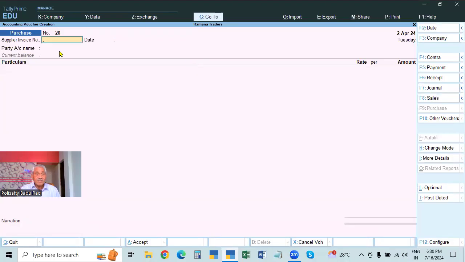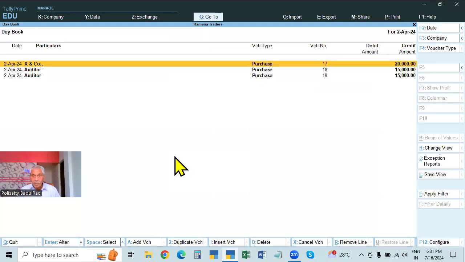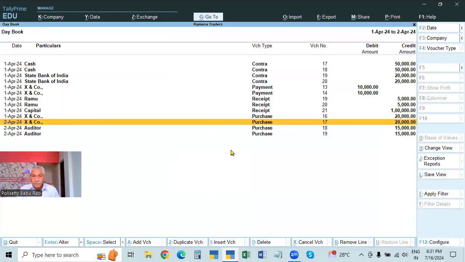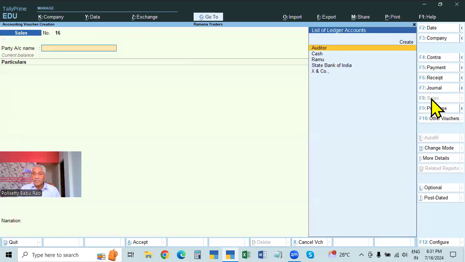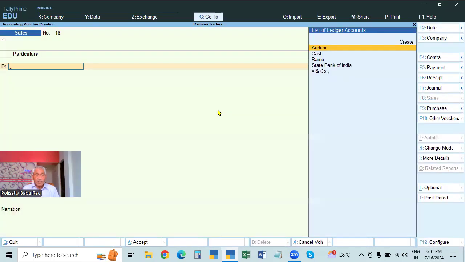Okay, this is purchase. So now we will take up sales. For the sale, we can put the sale. Sales were not completed. Okay. Now we will go to the sales. So now you can read the sales. For the sales also the same thing, as voucher means double entry.